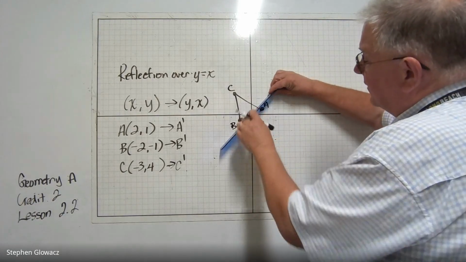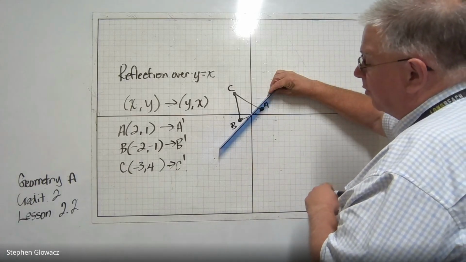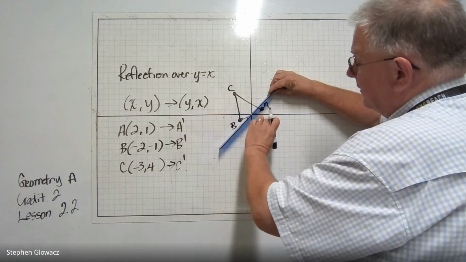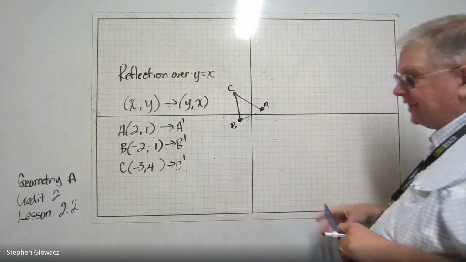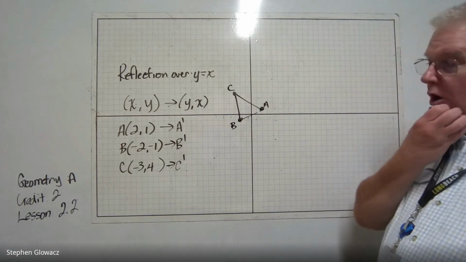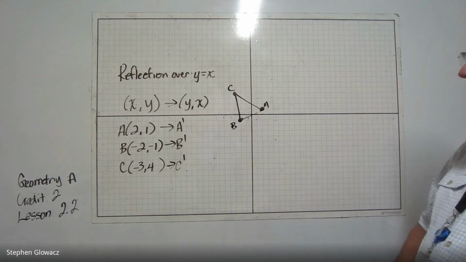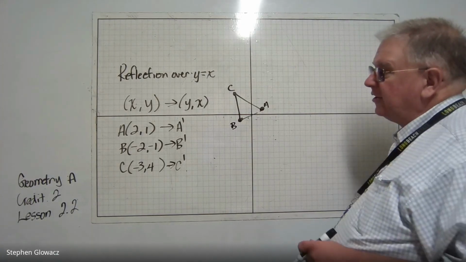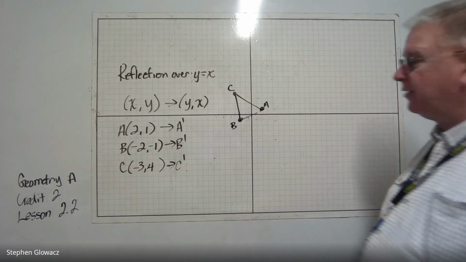We're going to reflect this figure, ABC, over that line. So points B and C will come to this side of the line, and point A will go to the other side, as we'll see. Now, the rules for the reflections are all at the top right-hand corner of page 18. So let's take a look at the reflection over the line y equals x.